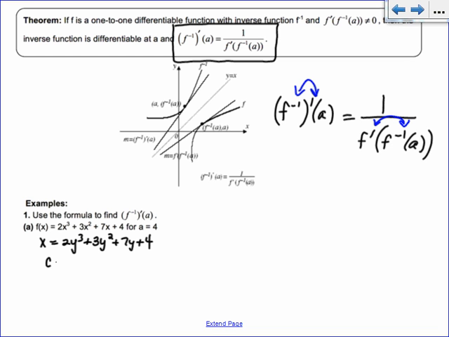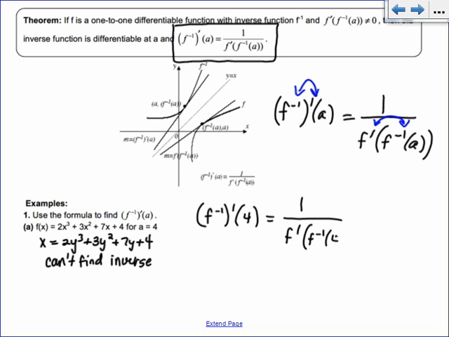So you can't find the inverse. If you can't find the inverse, how do you find the derivative of the inverse, right? We don't know how to find it. So what we do instead is, instead of doing f inverse prime of 4, we end up doing 1 over f prime of f inverse of 4.